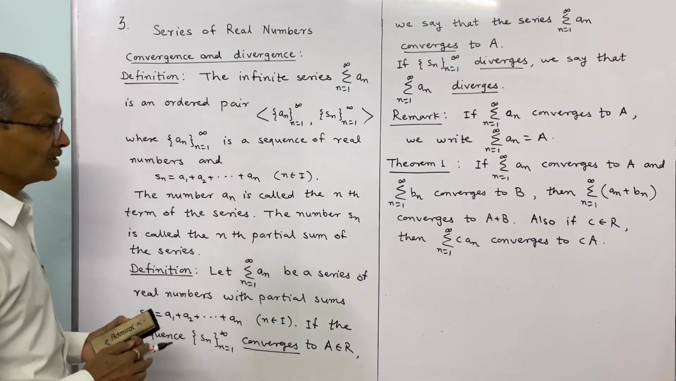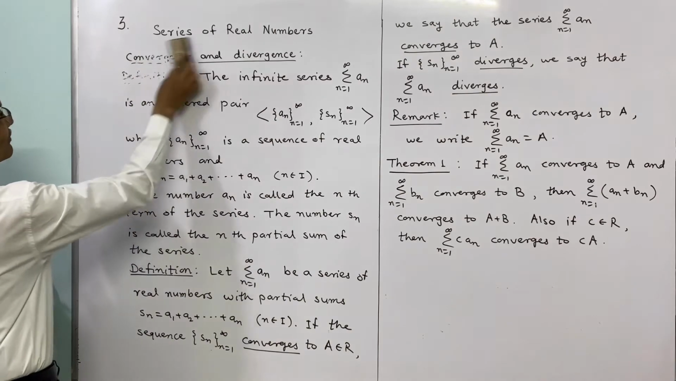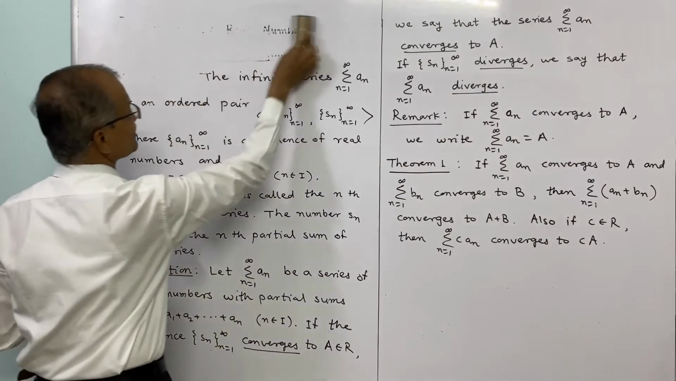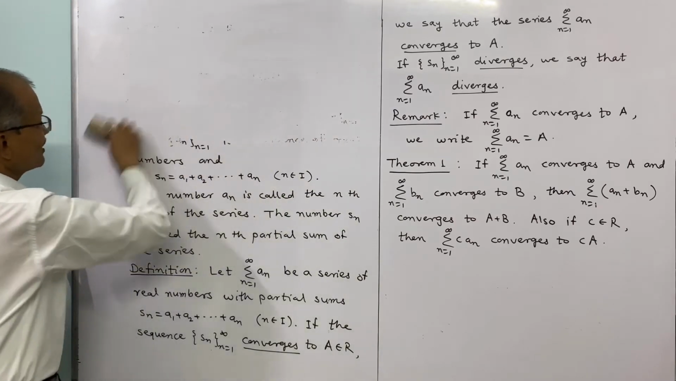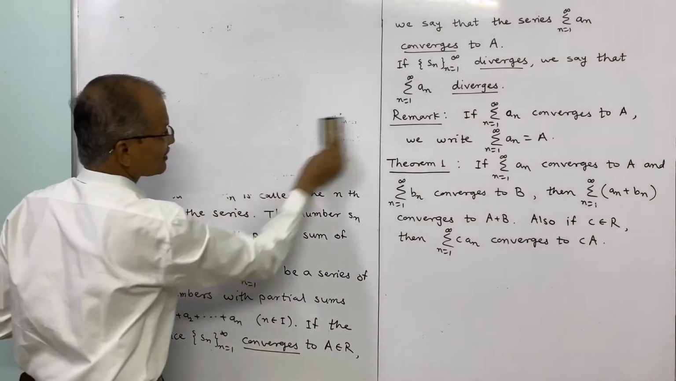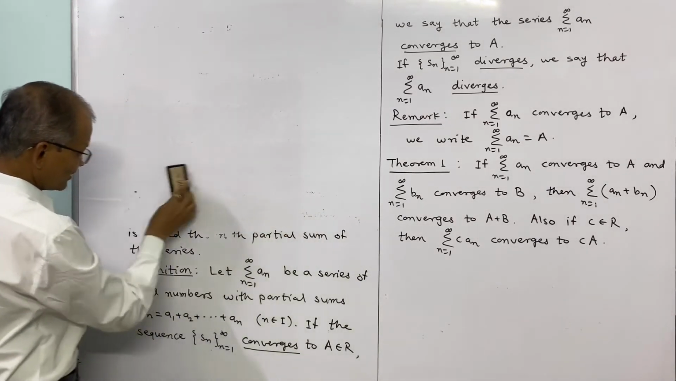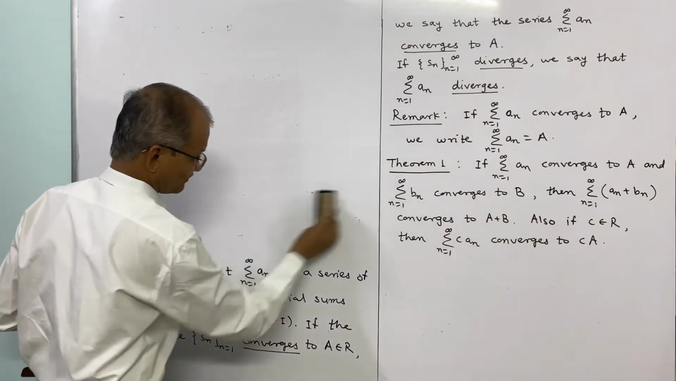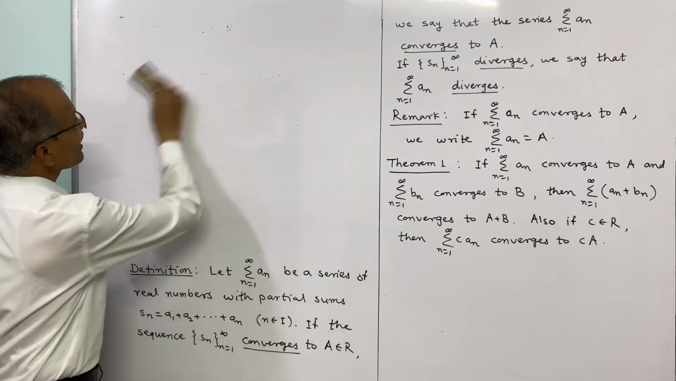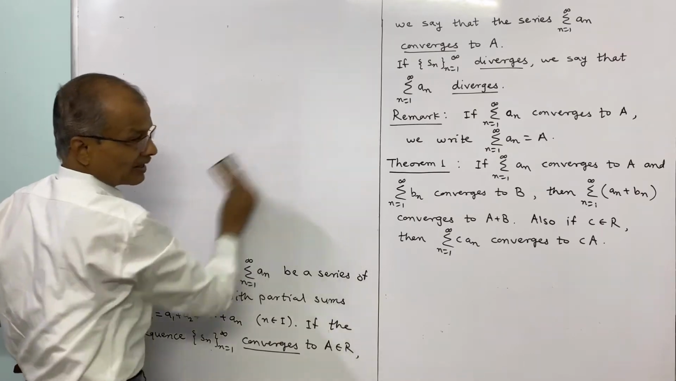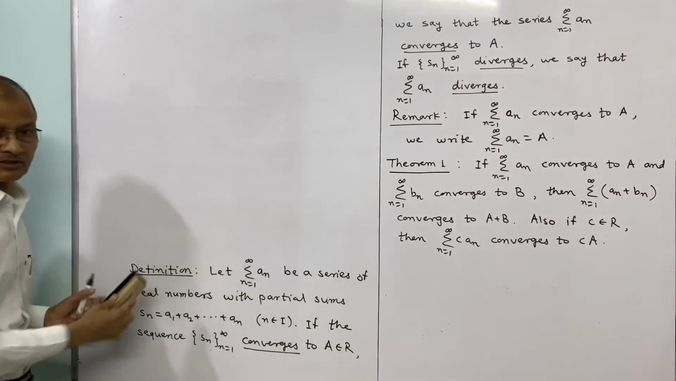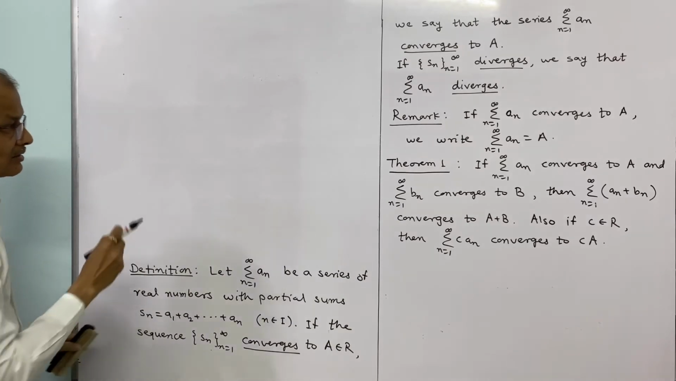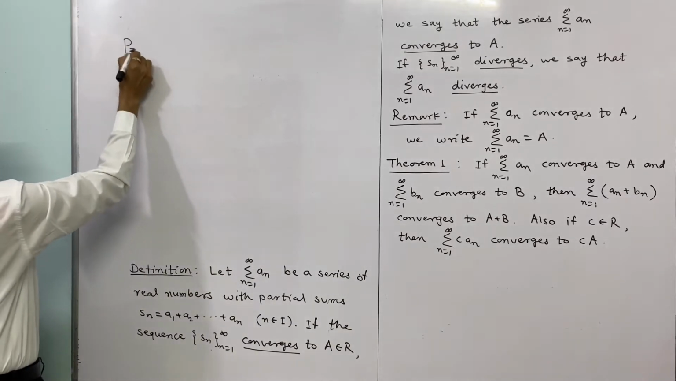Now we shall prove this theorem. So we have first defined these terms and then stated theorem 1. Now these results can be proved using the results from sequences, because the convergence of the infinite series depends on the convergence of the sequence of partial sums. Now I shall write the proof here.